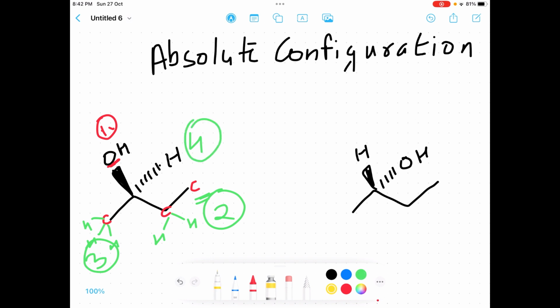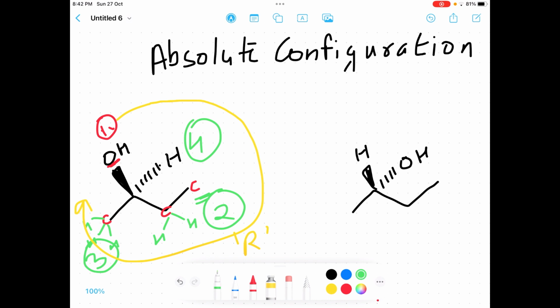Now number 4 is on the back, so I don't have to worry. I have to check how the numbers are moving, clockwise or anti-clockwise. As you can see, it is moving clockwise, so this is an R configuration. Hydrogen is on the back.